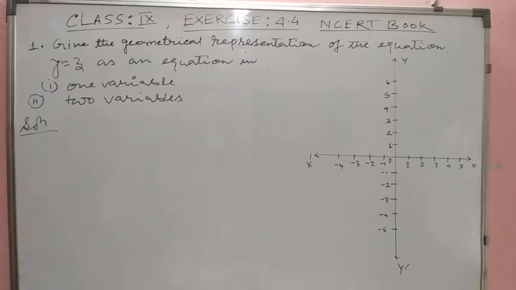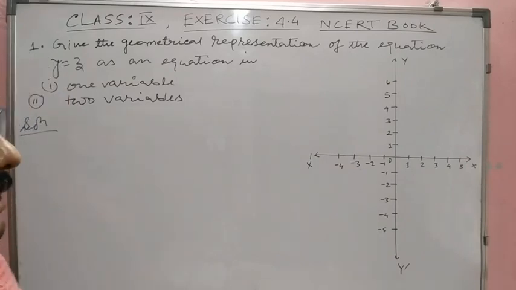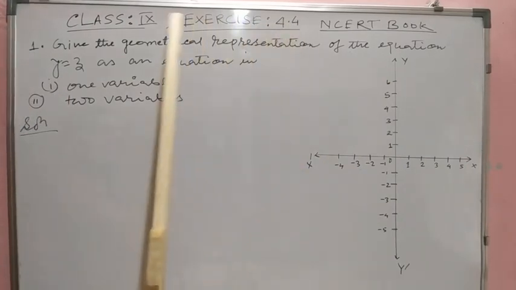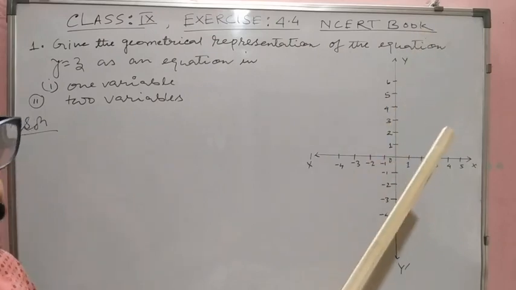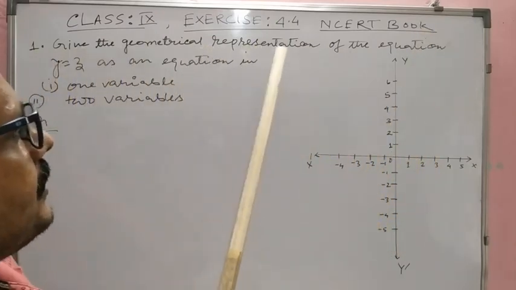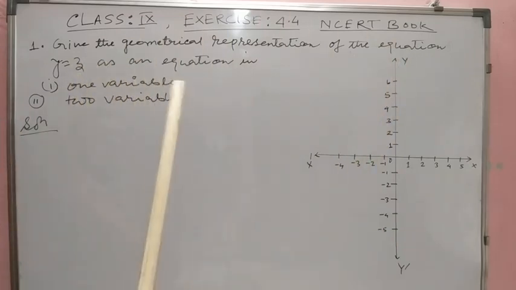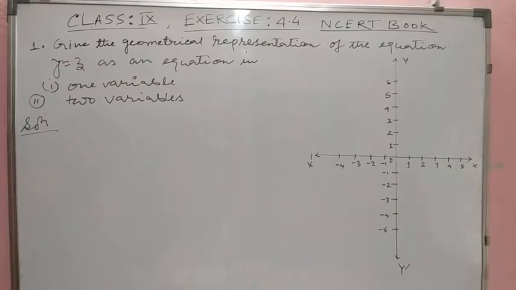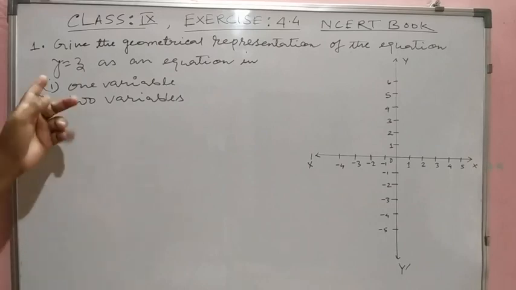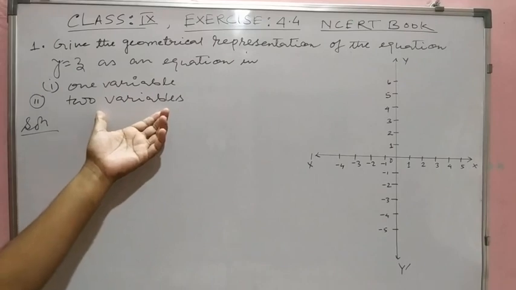Okay, dear children, today see again exercise 4.4 of class 9 NCERT textbook. Question number 1. Give the geometrical representation of the equation y equal to 3 as an equation in one variable and two variables. So here we are told to give the geometrical representation of the equation y equal to 3 as an equation in one variable and as an equation in two variable.